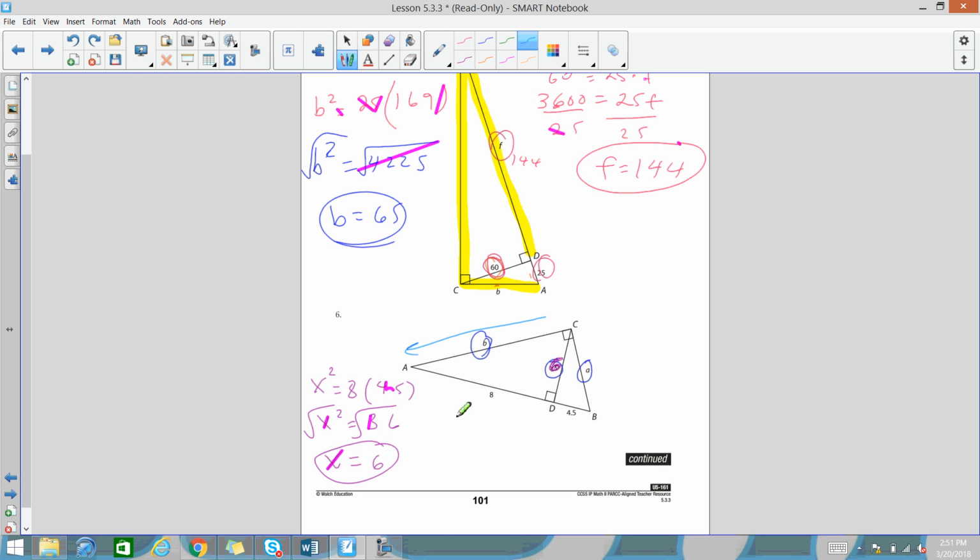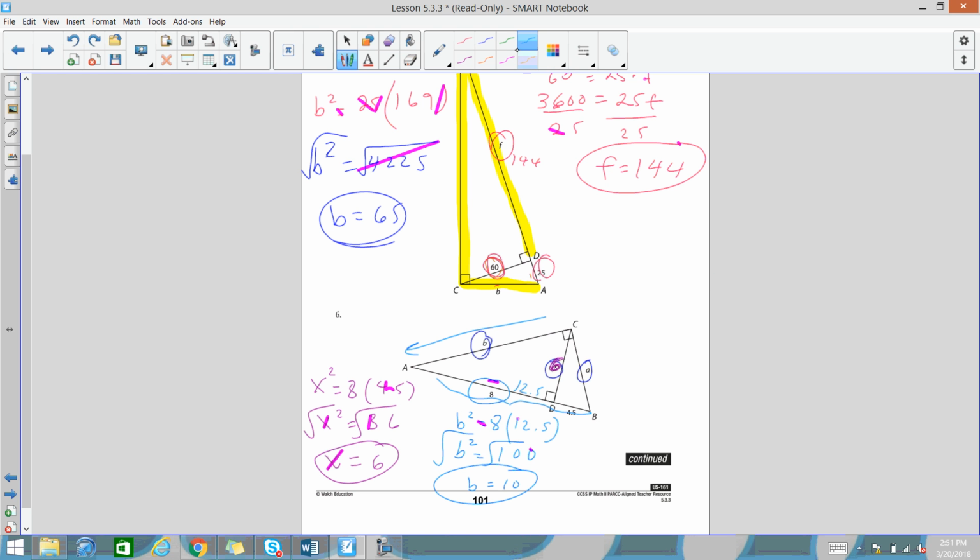So we're going to go leg squared, so b squared is equal to short adjacent, which is 8, because that's adjacent to the b, times the entire length of the hypotenuse. So this entire length here is 12.5. So we're going to go 8 times 12.5 equals 100. So b squared equals 100. Take the square root, and you're going to get b equals 10. So we got x, we got b.